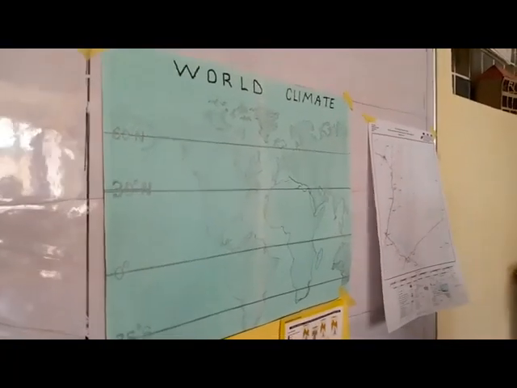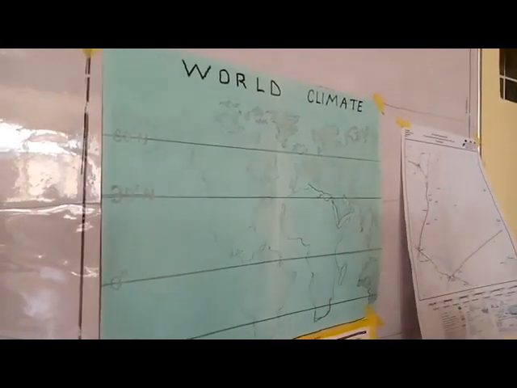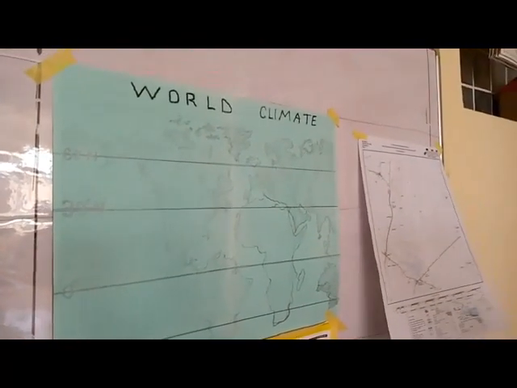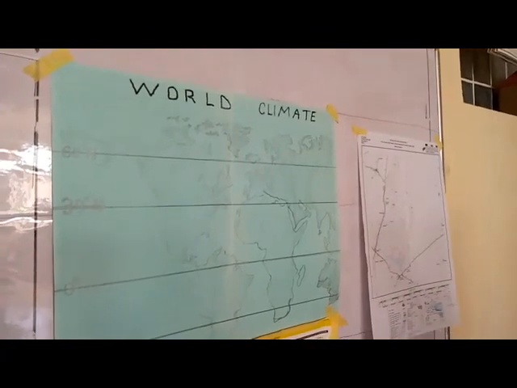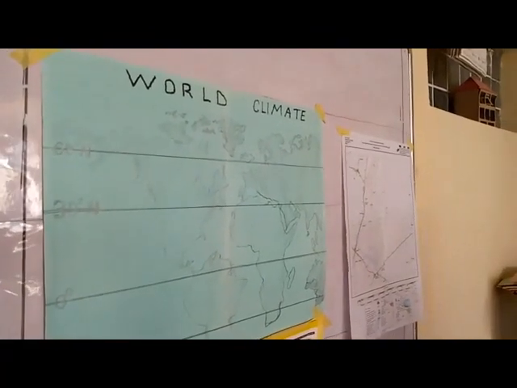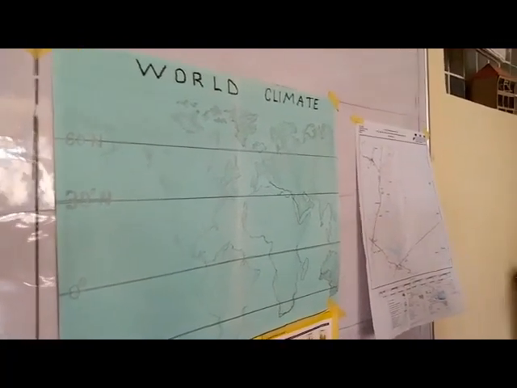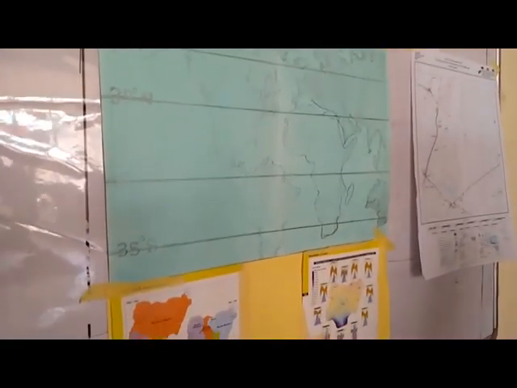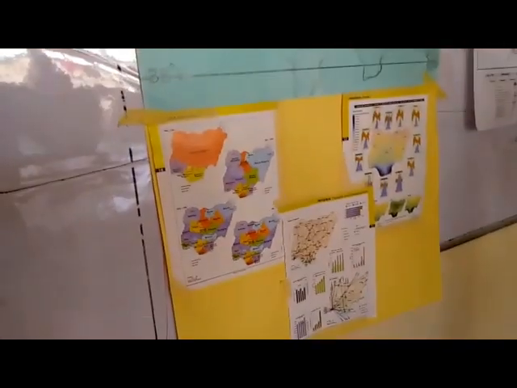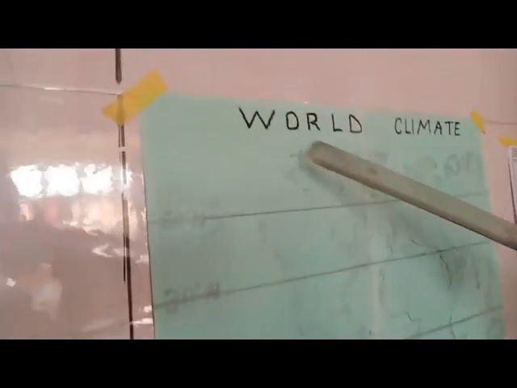Now, if we are to go by the types of maps, we have different types of maps according to the purpose they are designed for, or according to the content which they have. The first type of map we have here is the world map.